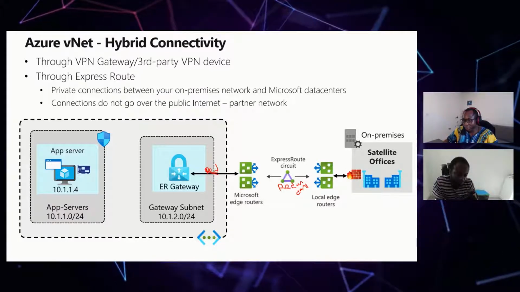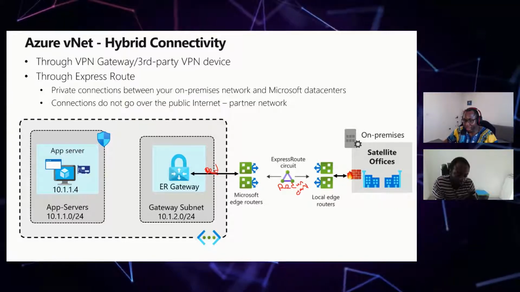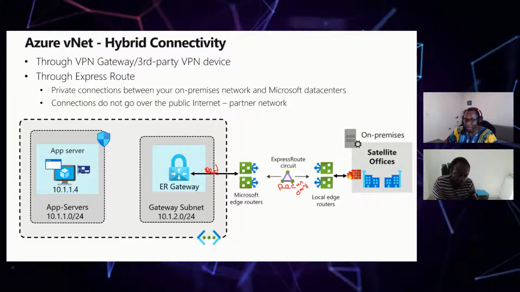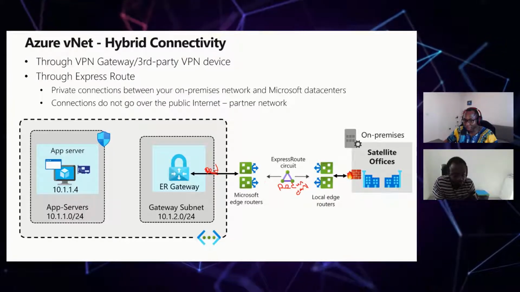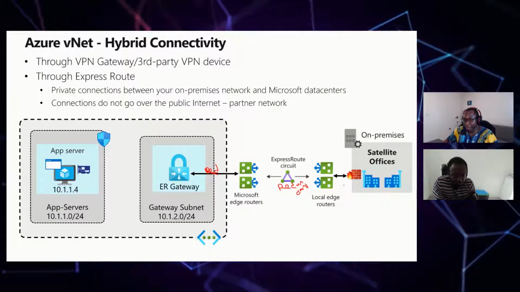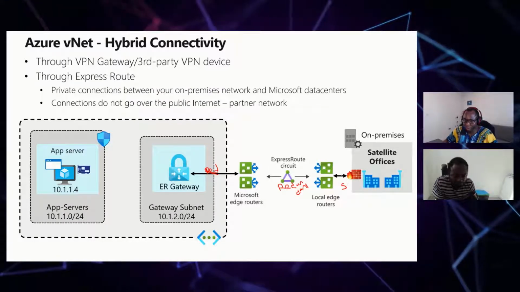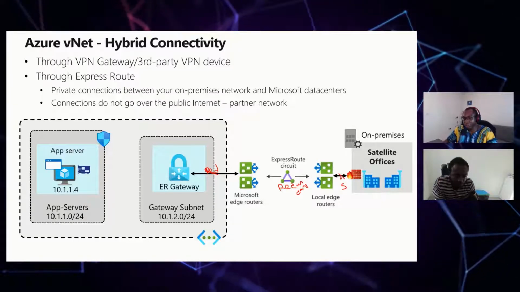However, it is up to you to ensure that the connection between your on-premises device and the local edge routers is also redundant. Otherwise, you have a redundant connection over here, a redundant connection between the Microsoft Edge and the local edge. However, you have a single connection here, which essentially defeats the whole purpose. Because if that single connection were to experience an issue, then you have an issue.